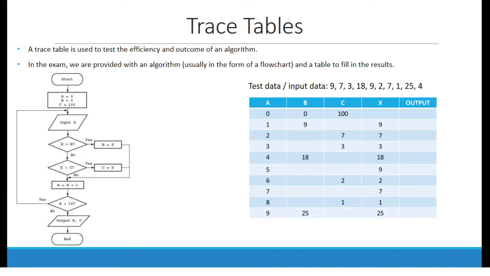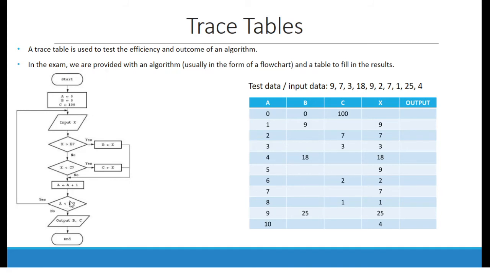Next, is x greater than b? Yes, it is. So we assign b as 25 and move down. A is incremented by 1. Next, is x greater than b? Nope. Is x smaller than c? Nope. A is incremented by 1.